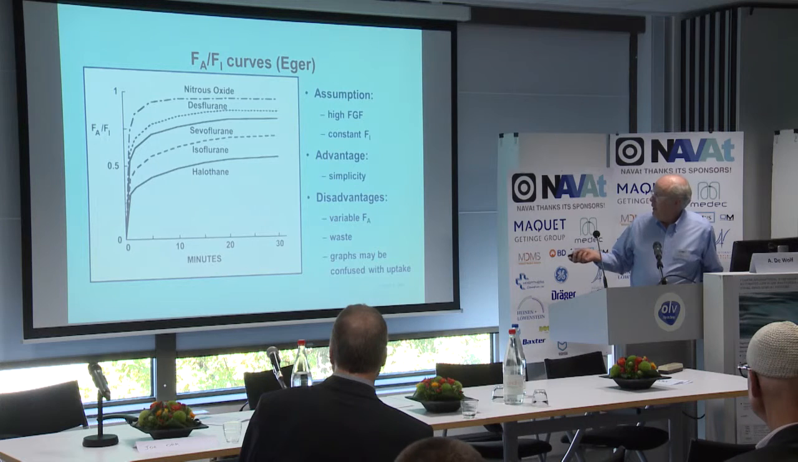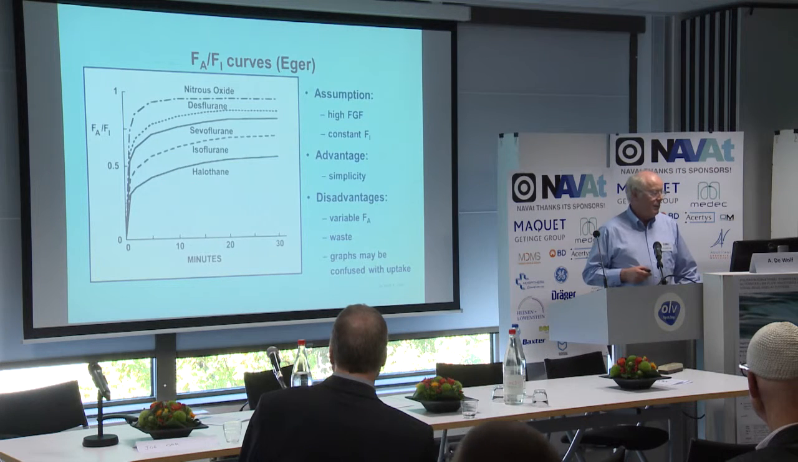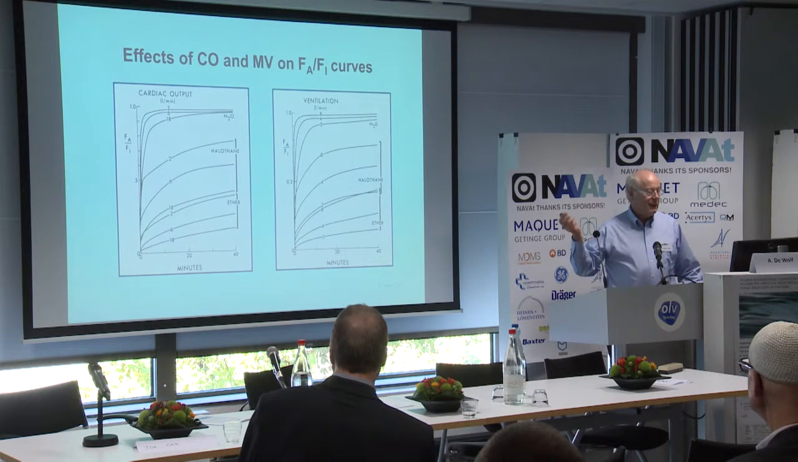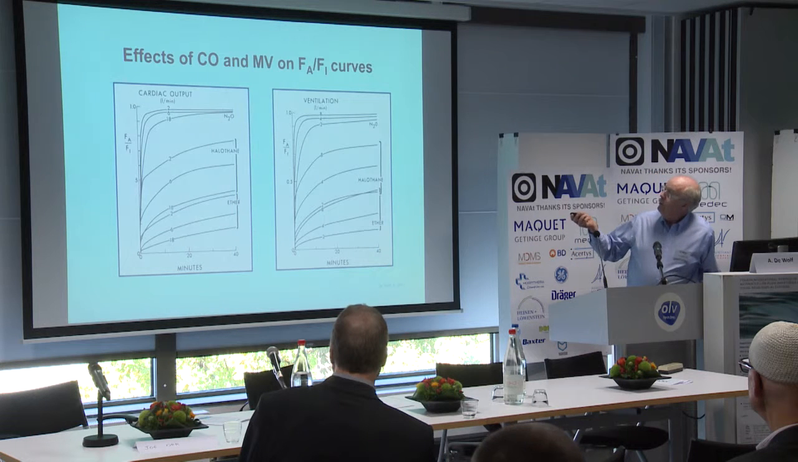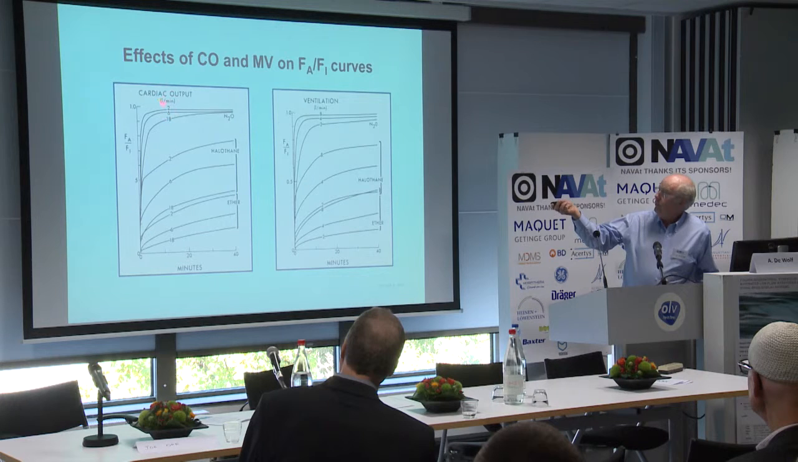Because of the high fresh gas flow, this results in a lot of waste. Obviously, that is not how we practice today. Using a fresh gas flow higher than minute ventilation, 6-7 liters per minute, is just not acceptable anymore. And these graphs that you see here may be confused with uptake, because after all, where is uptake in that curve? We know what the effects are of cardiac output on these FA-FI curves.